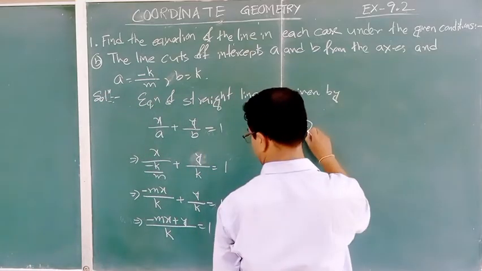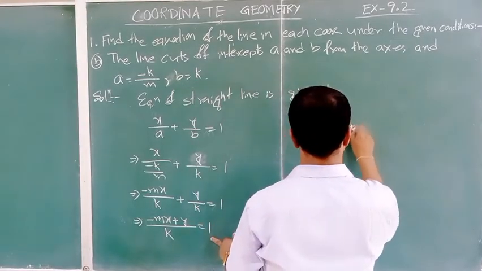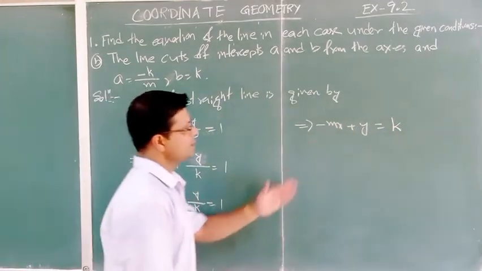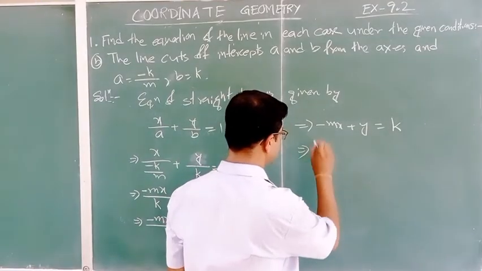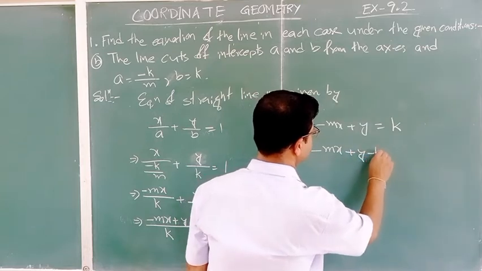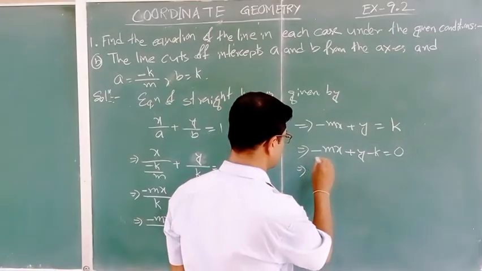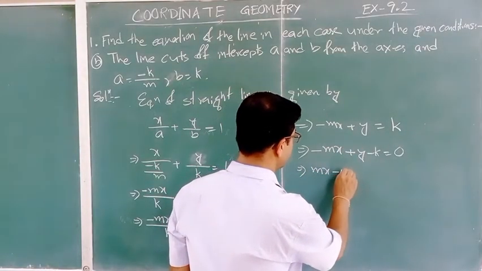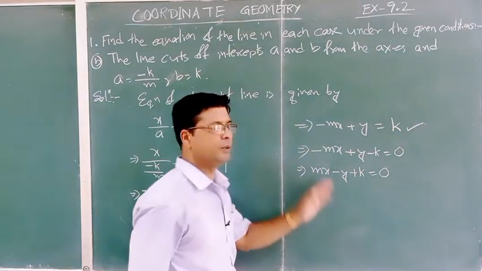Okay, let us simplify it further. Let us do the cross multiplication. So it will be minus mx plus y is equal to 1 into k, which is k. In this way we have obtained the equation. Now we can simplify it further. Plus y minus k equal to 0. Let us multiply throughout by minus 1. So if we multiply by minus 1, it will be mx minus y plus k equal to 0. You can keep it like this also, no matter, there will be no issue.